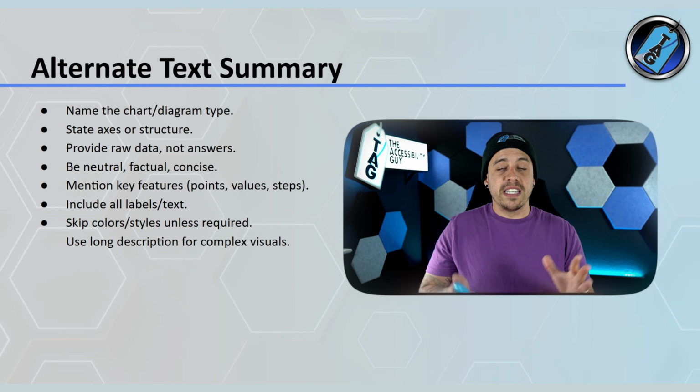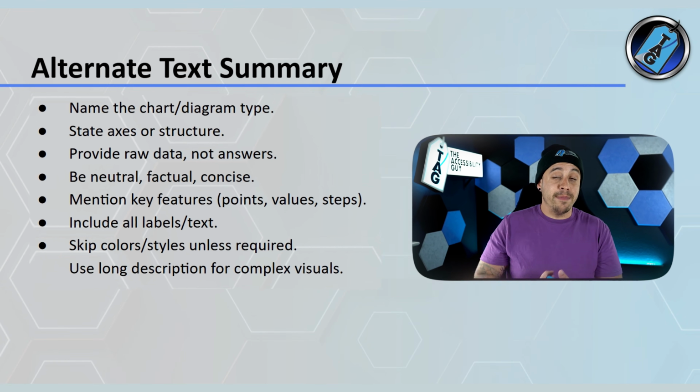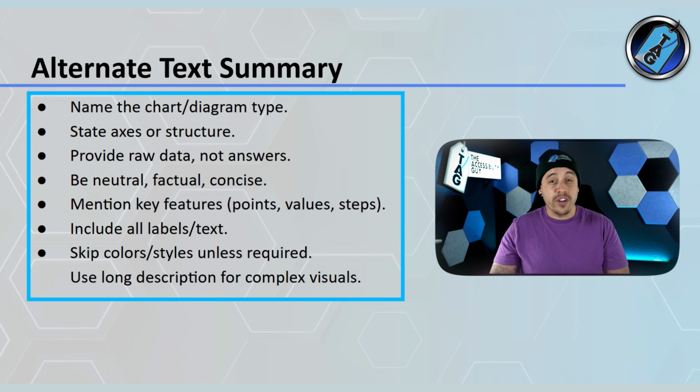So here's a brief summary for alternate text. Name the chart diagram, provide the structure and state the axes, provide raw data, not answers, be neutral, factual, and concise, mention key features like points, values, and steps, include all labels and text, and skip colors, styles, unless required, and use longer description for complex visuals.